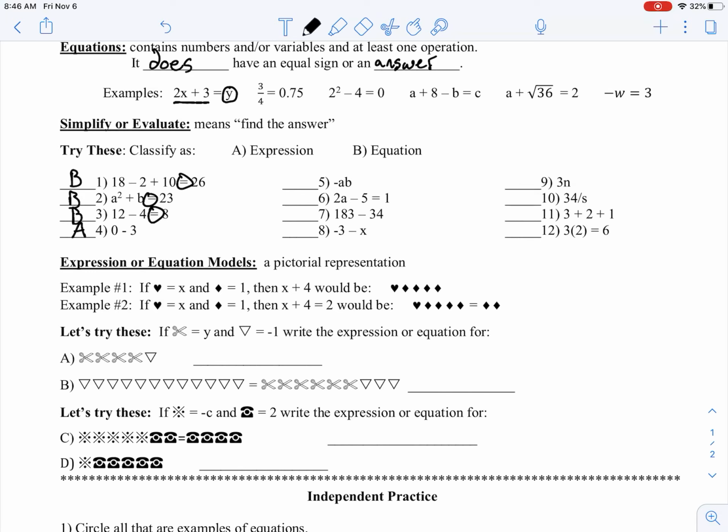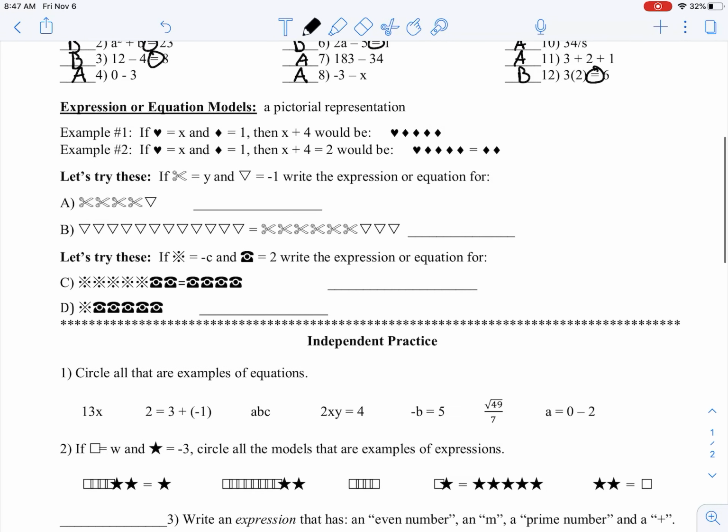And from there, this should be relatively quick because that's all we're looking for is that equals. No equals here, so it's an expression. We have an equal sign here, so that is an equation. Expression because no equal sign. Expression because no equal sign. 3n is an expression. 34 divided by s, whatever s is, well, that's an expression. 3 plus 2 plus 1, no equal sign, so it's an expression. And 3 times 2 equals 6, well, we've got that equal sign there, so this is an equation.